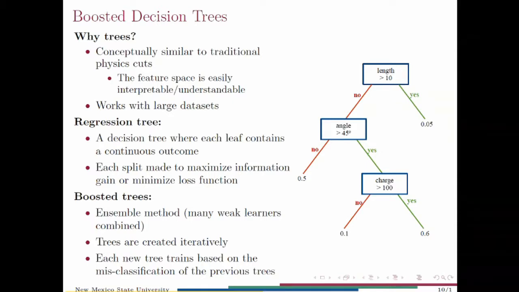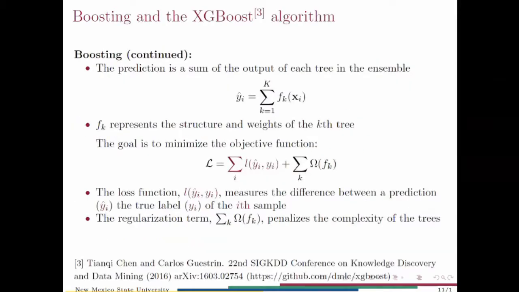Ish. And what we're using are regression trees, which are decision trees, but instead of yeses or nos, you have continuous variables. And the boosting is an ensemble method combining a bunch of weak learners, individual trees, to make a more powerful predictor. In boosting, for those who don't know, each tree is created iteratively, so you train each new tree based on the misclassification of all of the previous trees. And then we use XGBoost. Mostly we chose it because it's really popular, well supported, and easy to use.